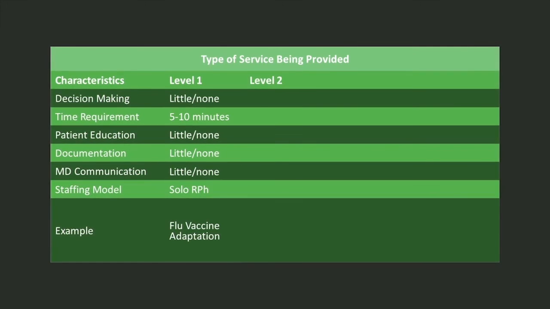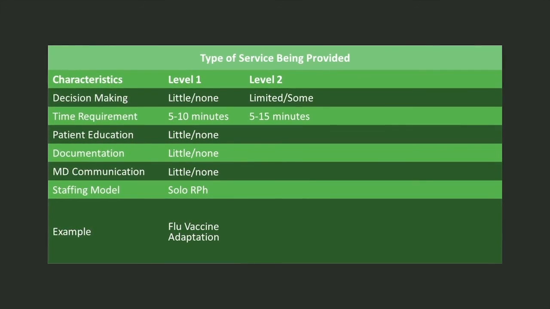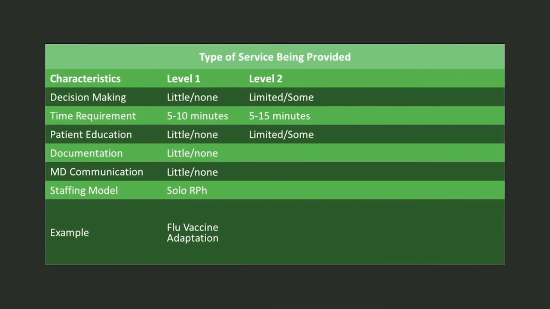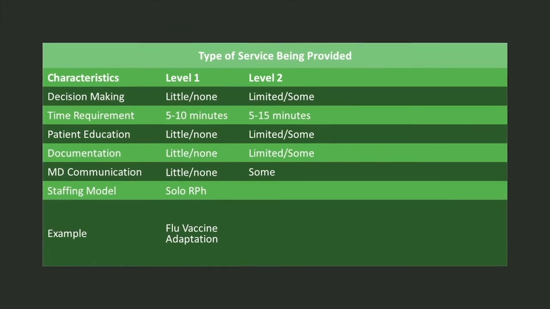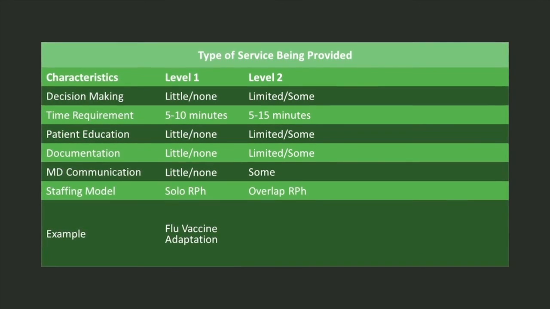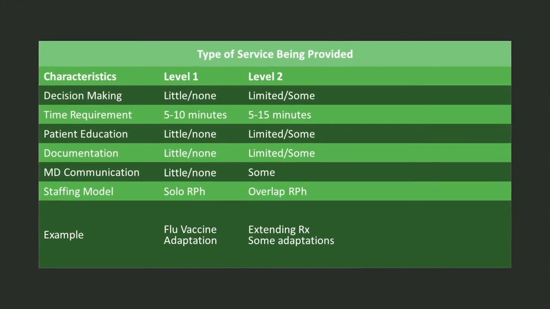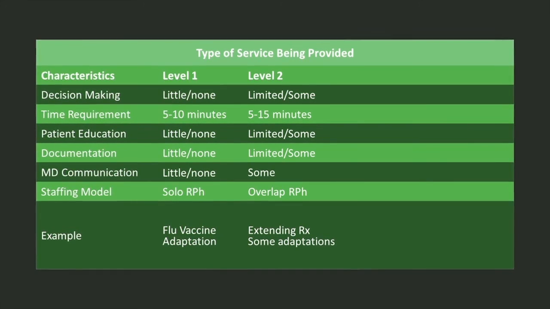A level 2 service requires some decision making. The time requirement can be anywhere from 5 to 15 minutes, and there is some patient education involved. Documentation is limited, and physician communication does occur. The staffing model will likely require an overlap pharmacist. An example would be extending a prescription or doing certain adaptations to prescriptions.